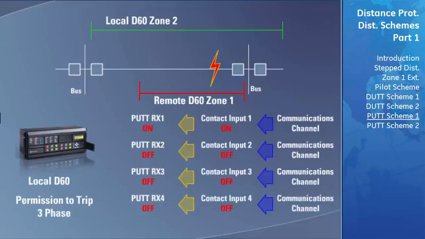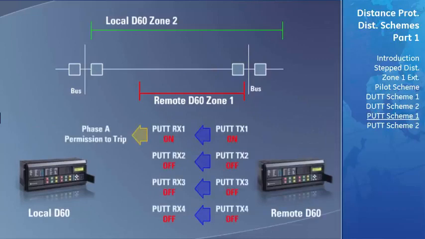If multiple keys are used, the D60 needs to be programmed to let it know which relay inputs are being used as the PUTT key signals. Once this is done, if the local D60 detects that a sequence of keys has turned on, only the phases indicated by that key sequence will be given permission to trip if a fault is detected in Zone 2 of the local relay. All other phases that have not been given permission will not be triggered to trip by the PUTT scheme.